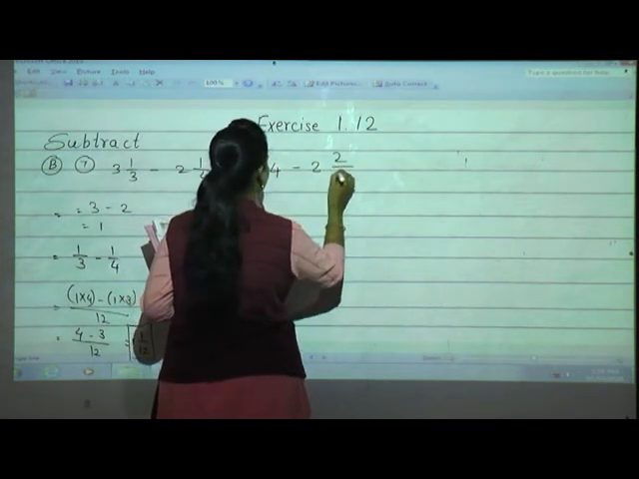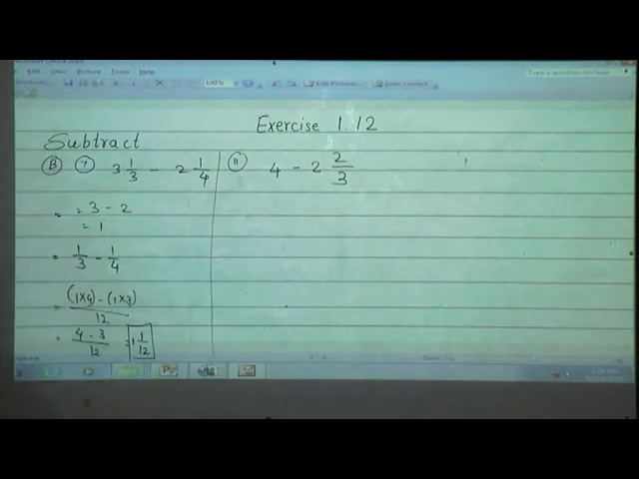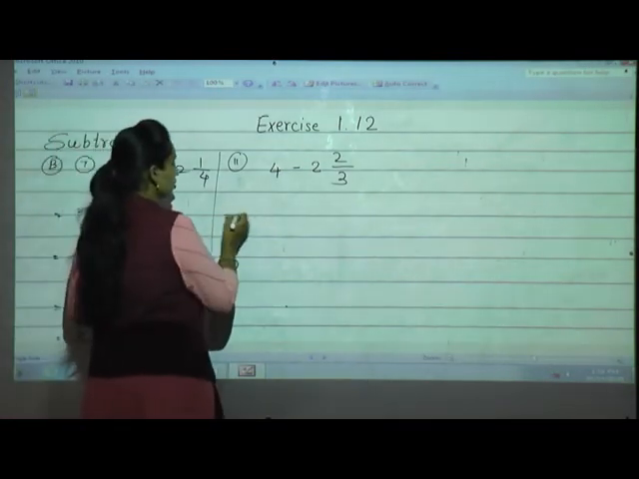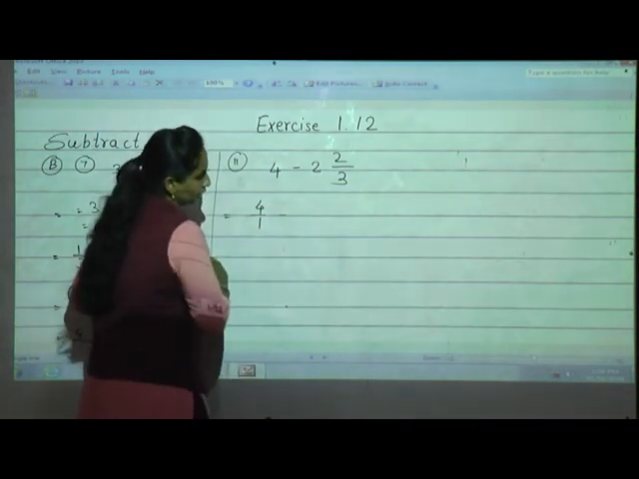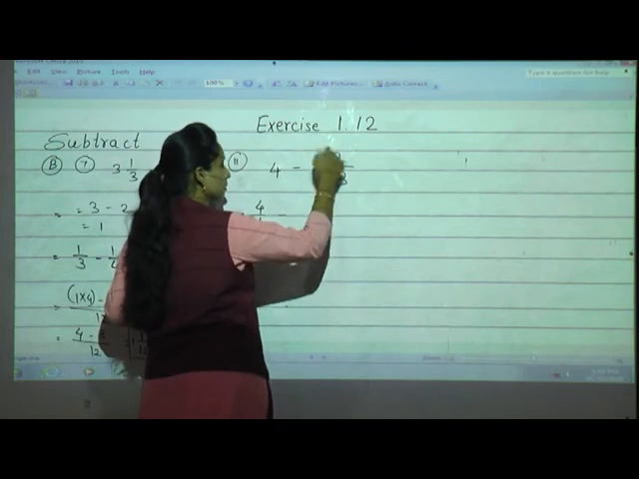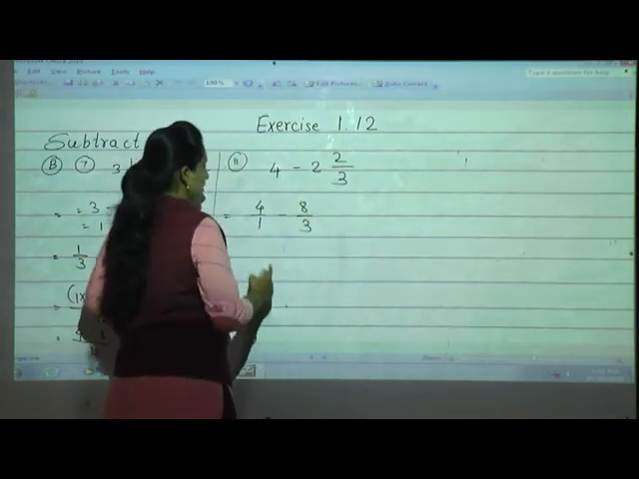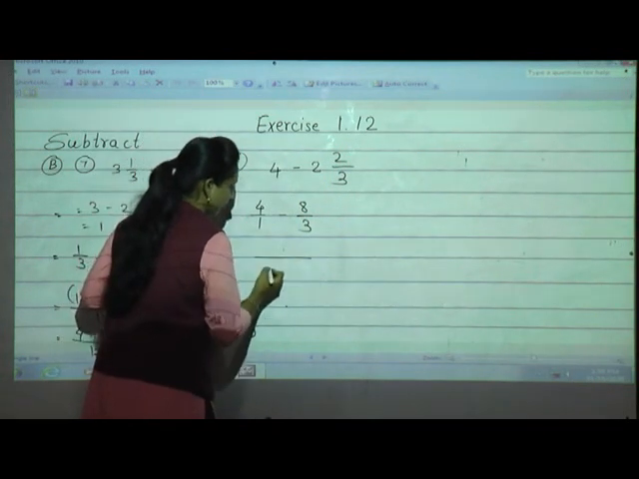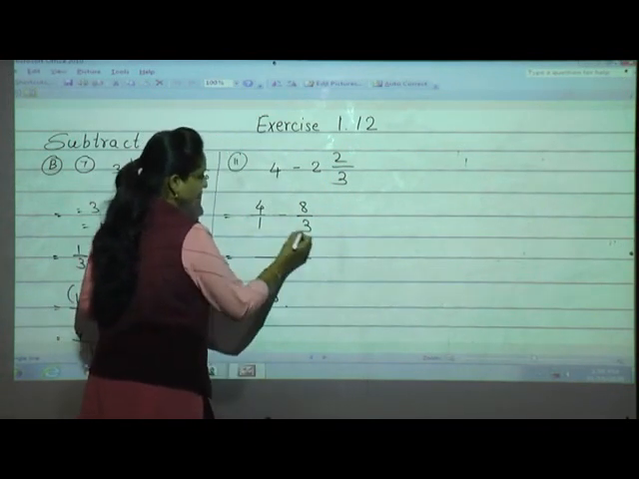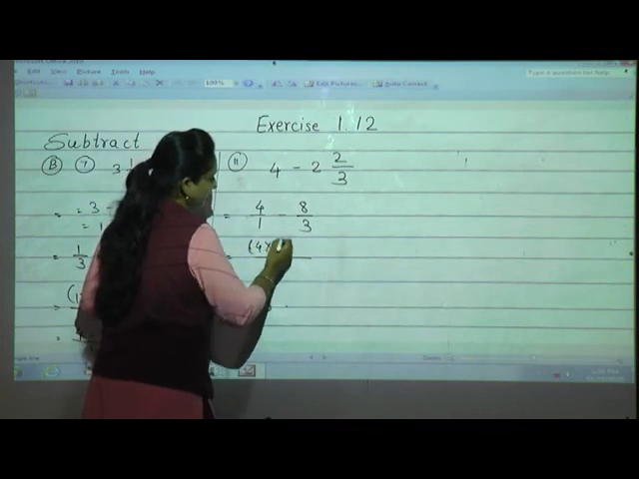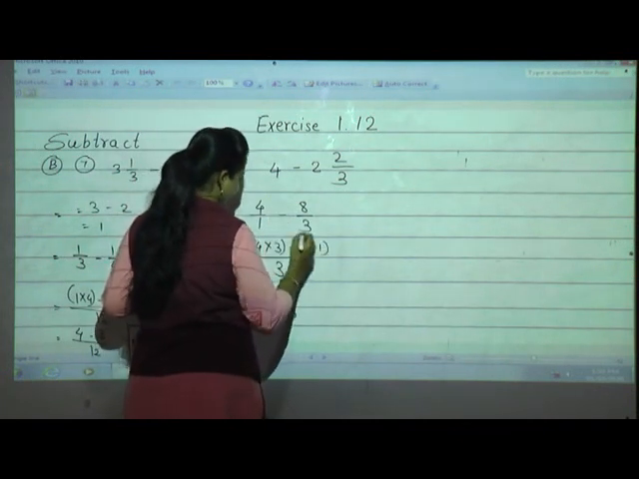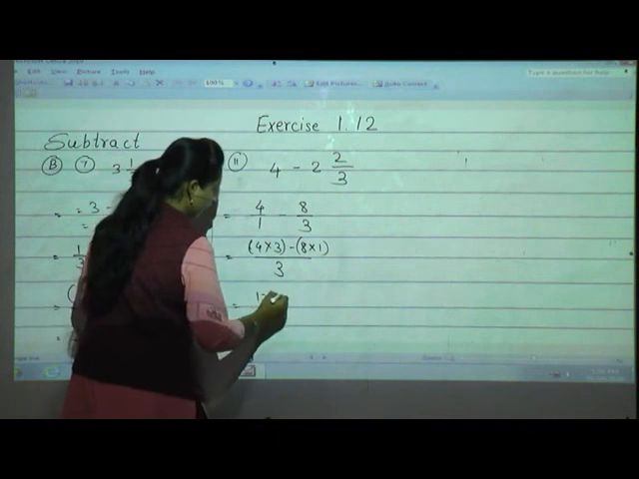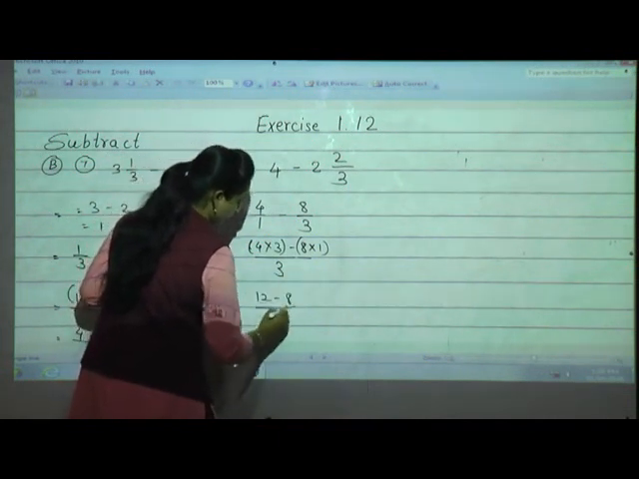4 minus 2 upon 3. Now in this question what they have given, one is whole number, one is mixed fraction. So students, what you have to do, 4 upon 1, this mixed fraction we have to convert into improper fraction. 2 3s are 6, 6 plus 2 is 8 upon 3. Now denominators are not same, so write LCM, 3 ones are 3, cross multiplication, 4 multiplied by 3 minus 8 multiplied by 1. 4 3s are 12 minus 8 ones are 8 upon 3.